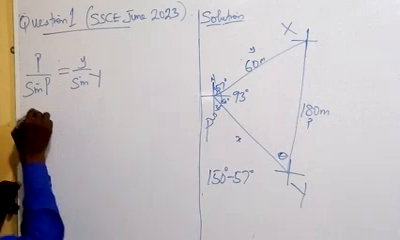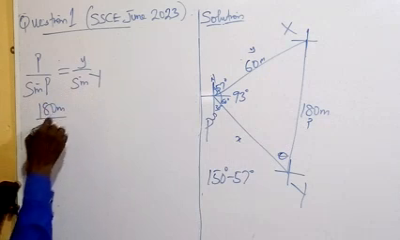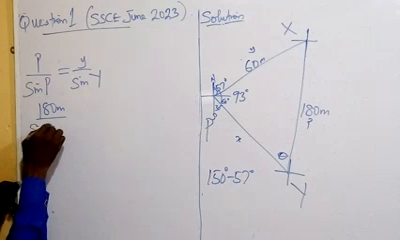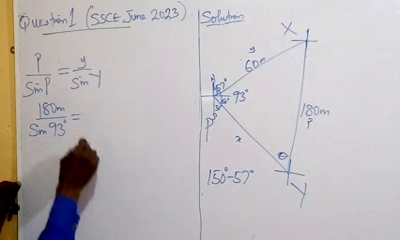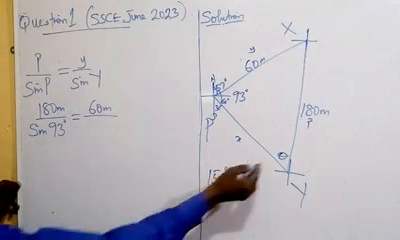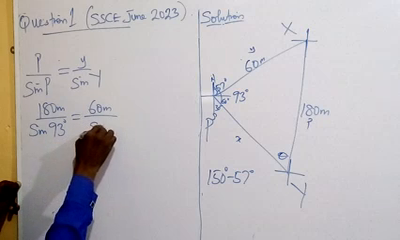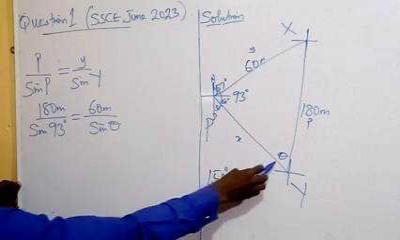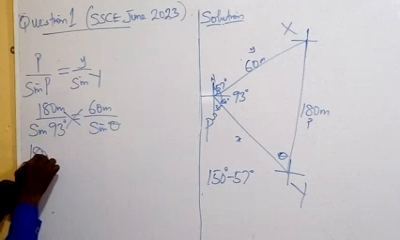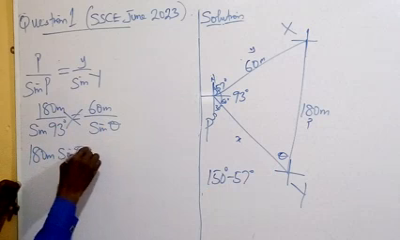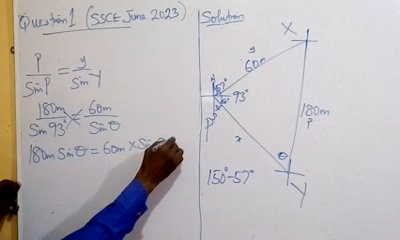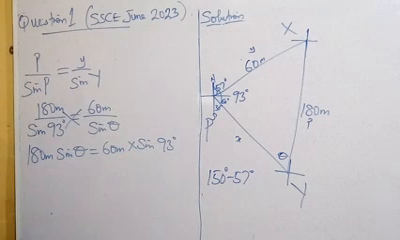What is our small p? Small p is 180 meters divided by sine 93 degrees, equals, what is small y? 60 meters, divided by this angle we are looking for. You can say sine theta, represented by theta. So the next thing will be to cross multiply. We have 180 meters sine theta equals 60 meters multiplied by sine 93 degrees. Now let's use our calculator.